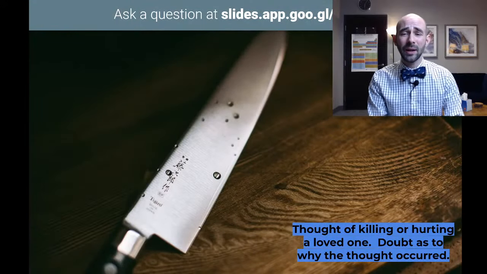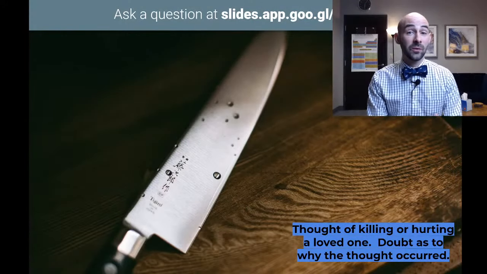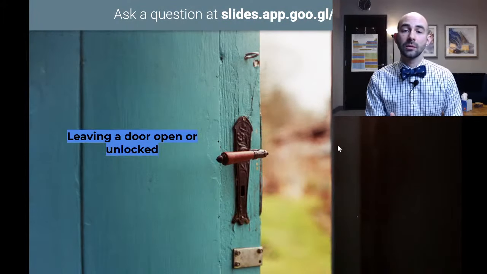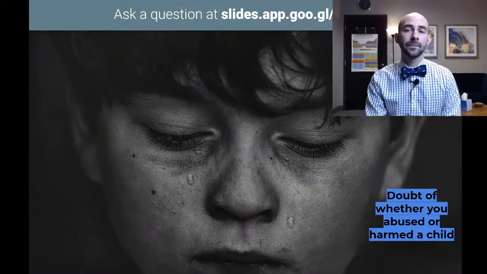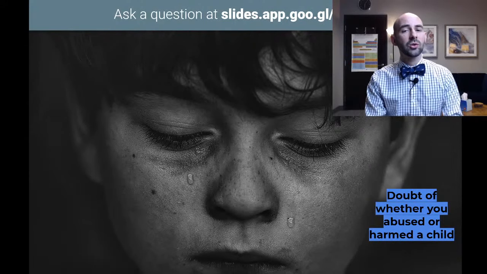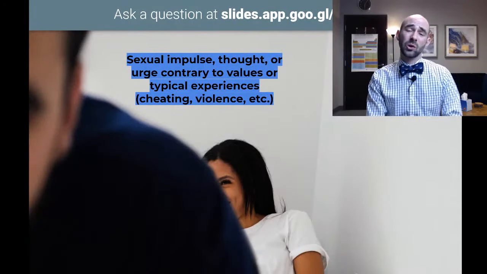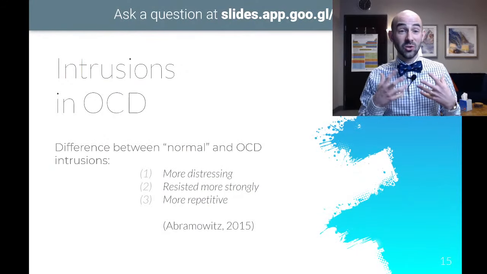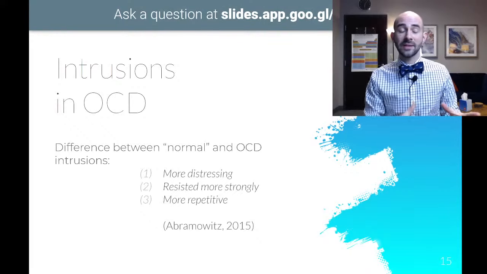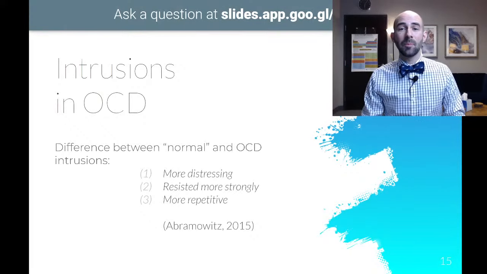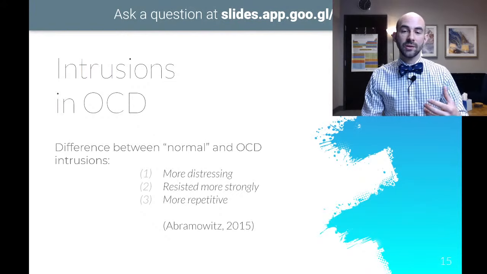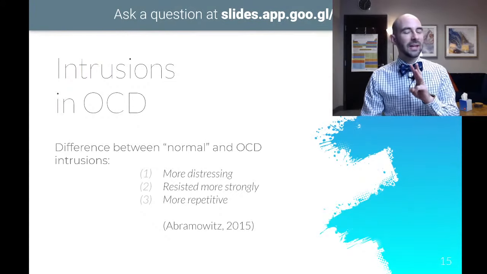Maybe the thought of killing or hurting somebody, a loved one, even that you have a close relationship with, even if you enjoy that relationship. Leaving a door open or unlocked, opening yourself up to potential harm. And doubt of whether or not you abused a child. And we're talking about intrusive thoughts here. Maybe a sexual impulse, thought, or urge contrary to your values or typical experiences. All of these examples are intrusive thoughts that come up, and in the normative population, they occur. But there's a difference. If you have OCD, or if you know somebody who has OCD, these intrusions will also come up, but there's three really key differences that we can look at.